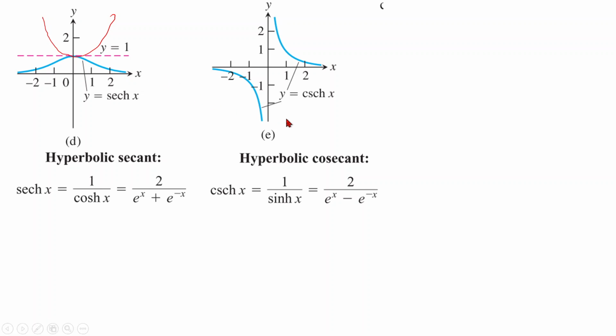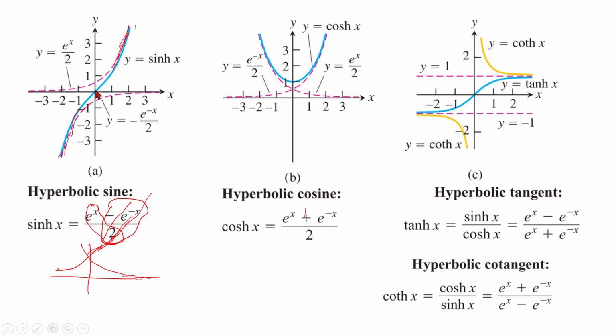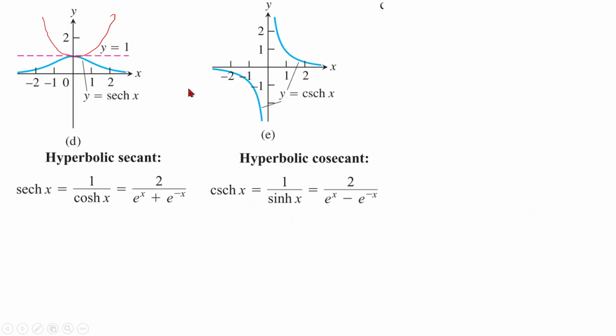Now, sinh x, if you try to do 1 by sinh x, when it is approaching 0, it should approach positive infinity here and negative infinity on the left side. And when x is becoming bigger and bigger, the graph should approach 0. That's what we are getting. So now you know the basics of all hyperbolic functions and their graphs.